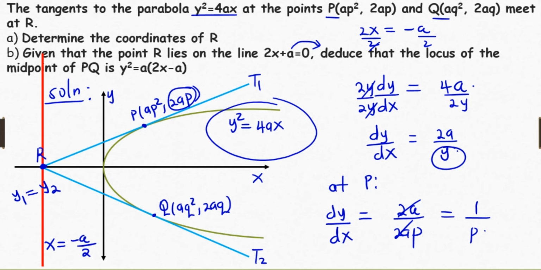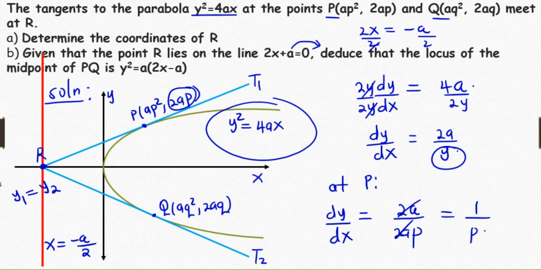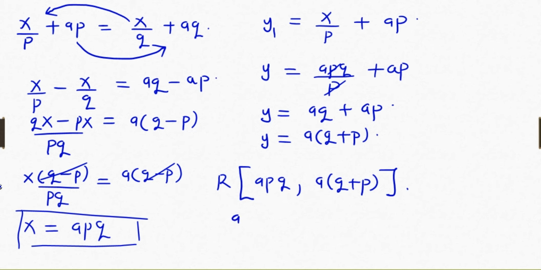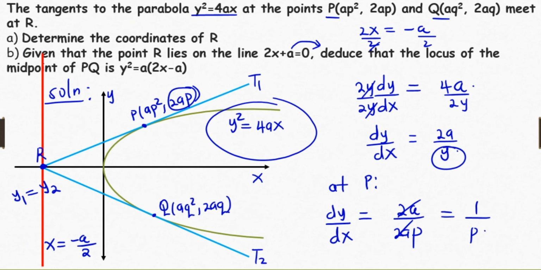So we come down and substitute. Remember, we said that the x coordinate is apq. And in part B, they are telling us that the x coordinate is negative a out of 2. So we are going to substitute it here. So we shall say apq is equal to negative a out of 2. So we can divide through by a, implying that p multiplied with q is equal to negative a half.